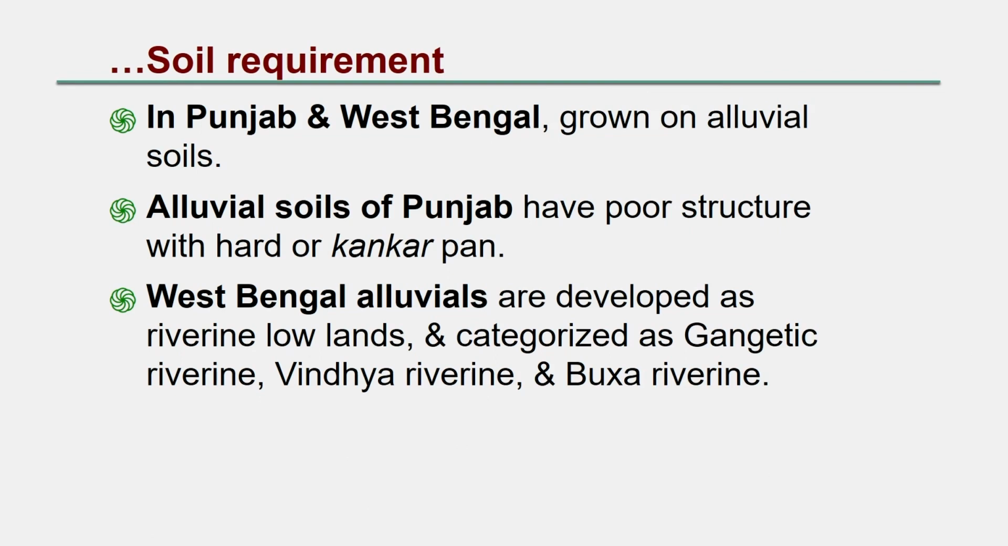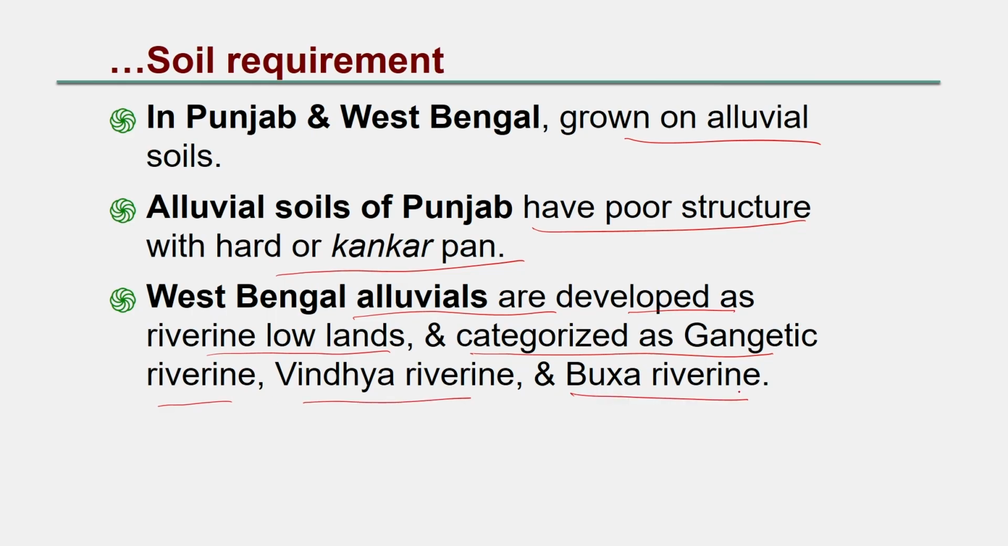In Punjab and West Bengal, it is grown on alluvial soils. Alluvial soils of Punjab have really poor structure with hard or kankar pan in some cases. West Bengal alluvials are developed as riverine lowlands and categorized as Gangetic riverine, Vindhya riverine and Baksa riverine.